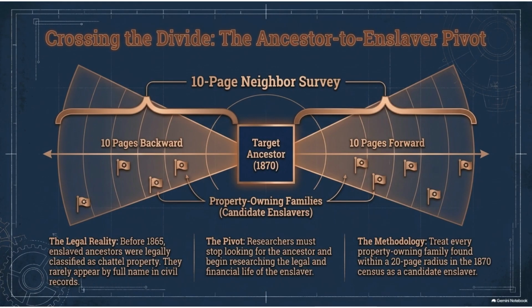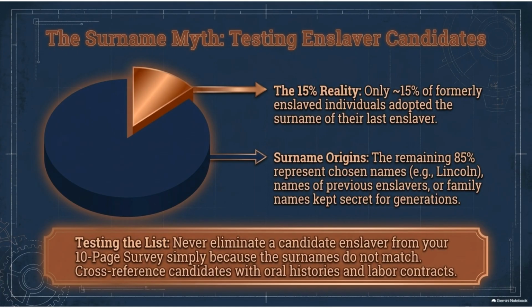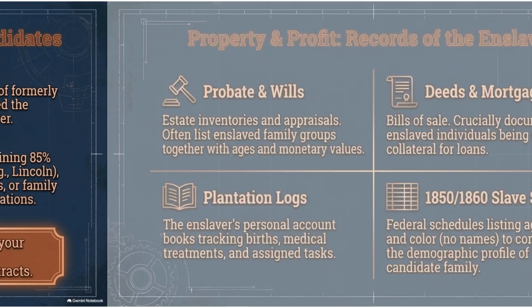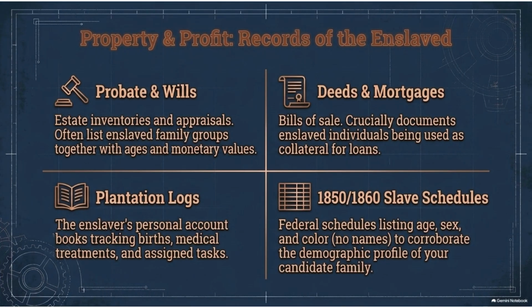To cross the divide, pivot from the ancestor to the enslaver. Conduct a 10-page neighbor survey, researching property-owning families within a 20-page radius of your ancestor in the 1870 census to identify potential enslavers. Beware the surname myth. Only about 15% of formerly enslaved individuals adopted the surname of their last enslaver. Do not eliminate a candidate simply because the names do not match. Cross-reference instead. Explore property and profit records to find names of the enslaved. Probate files, wills, deeds, mortgages, and plantation logs are invaluable sources that often document individuals as property alongside their enslavers.